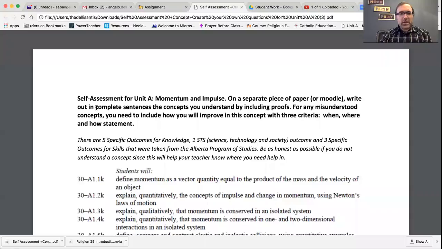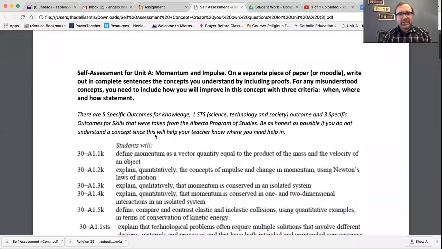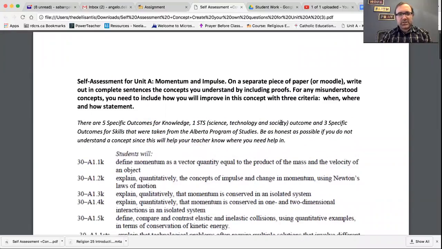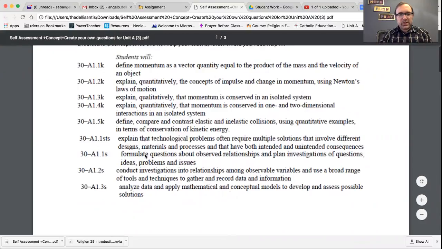I'll just share my screen here, and let's look at the actual self-assessment material. This is for momentum and impulse for Unit A. You will realize there are 5 specific outcomes for knowledge, hence the Ks that are right here, 1 STS, as it says, Science, Technology, and Society, and 3 specific outcomes for skills. So skills is the basic understanding of using knowledge in STS.